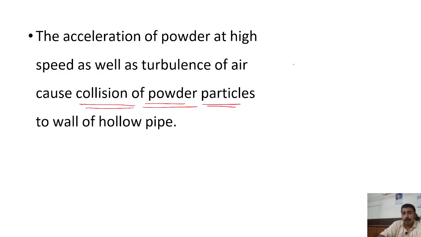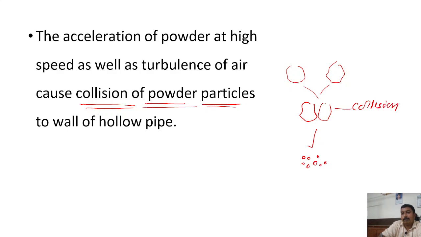Already we have covered this. One powder particle strikes a second powder particle like this and results in breakdown of both powder particles into fine size particles. This is known as collision, meaning striking of the powder particles. So this striking takes place due to high velocity as well as turbulence.